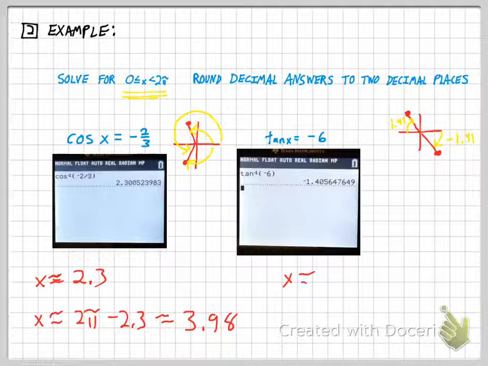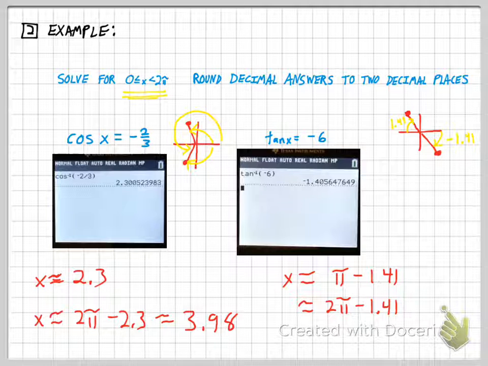So x is going to be approximately pi minus 1.41 and approximately 2 pi minus 1.41. Okay, and I'll go ahead and just leave my answers like that this time, but I can figure them out on my calculator if I need to.